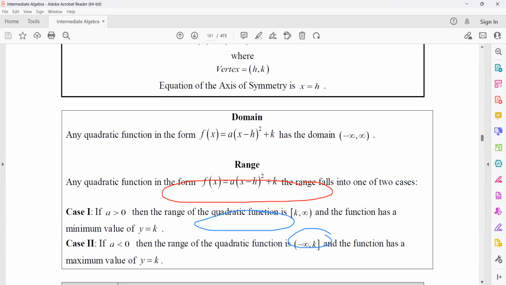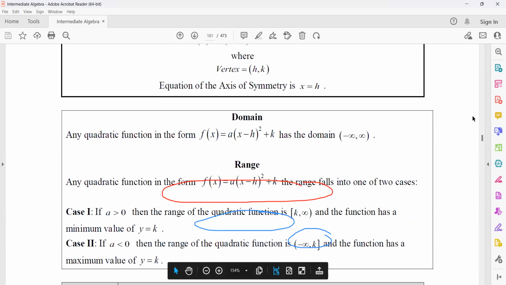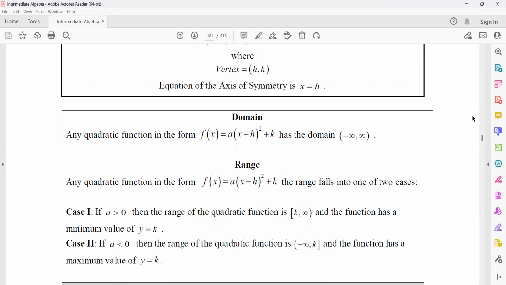Now, with the standard form of a quadratic function, what is the domain going to be? The domain, again, is going to be all real numbers, negative infinity to positive infinity. And we have an interval notation here. For an inequality notation, of course, we're going to have that. Okay, all real numbers, or you write all real numbers.